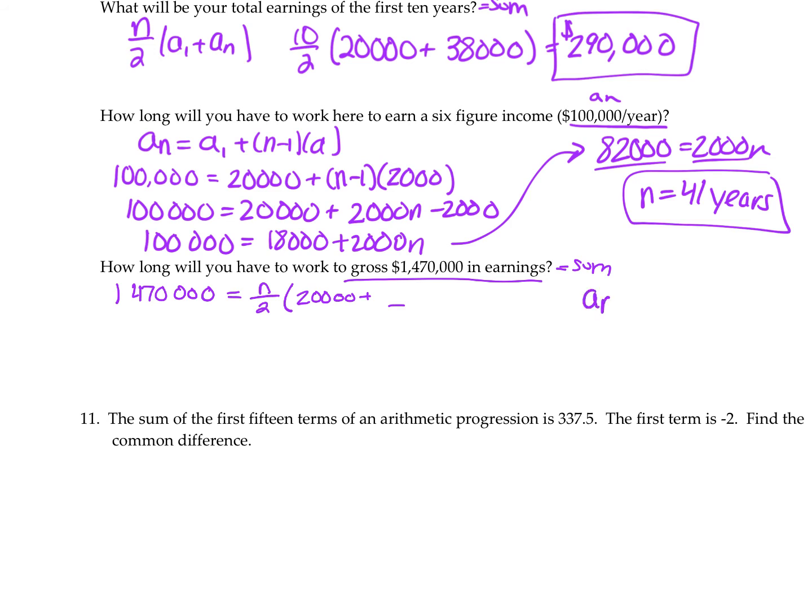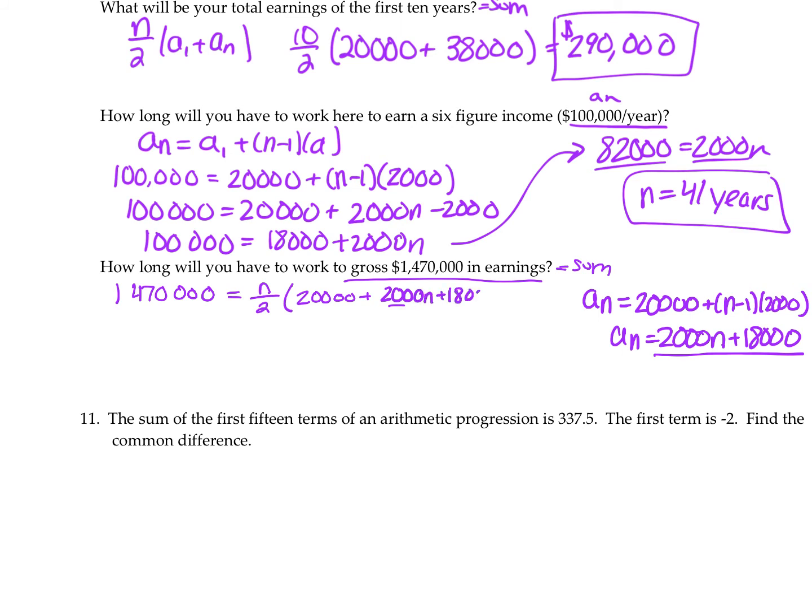So let's think about my explicit formula. After N years, starting at $20,000 with a $2,000 increase, that means after N years, if I simplify this, I'd have 2,000 N plus 18,000. And then I have to plug in whatever for N. So I'm going to use this for my AN. So 2,000 N plus 18,000. And now I need to solve for N.